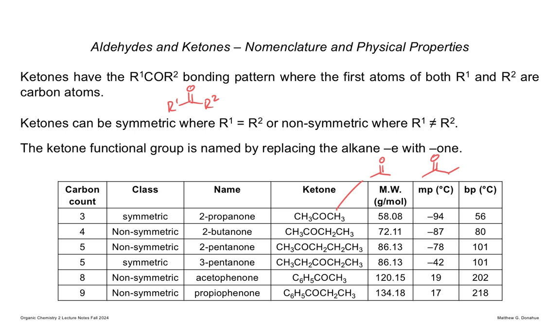But when you get to the 5-carbon count, here's an example where you can have a symmetric or non-symmetric. So the non-symmetric would be the 2, and then the symmetric would be the 3. So in the non-symmetric example, you have a methyl group and then a propyl group bonded to that carbonyl. In the symmetric, it's 2 ethyl groups.